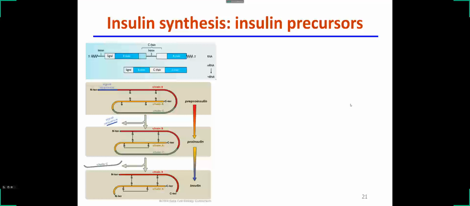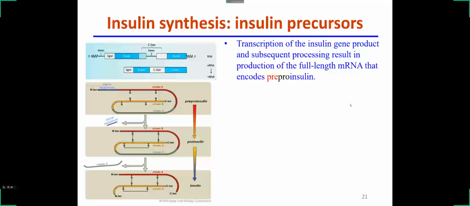Now, when we talk about this insulin synthesis process, we talk first in terms of pre-pro, pro, and final active insulin. And just a reminder that when we talk about the pre-pro, what we're talking about is transcription of the initial insulin gene product and then subsequent processing of the full-length messenger RNA that then gives us the pre-pro, right?